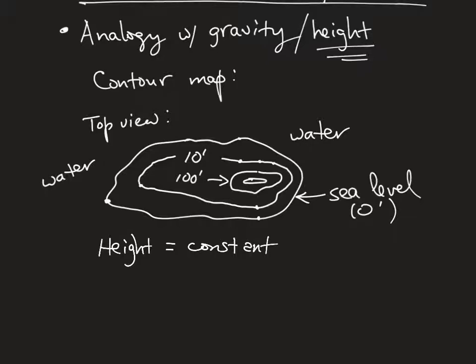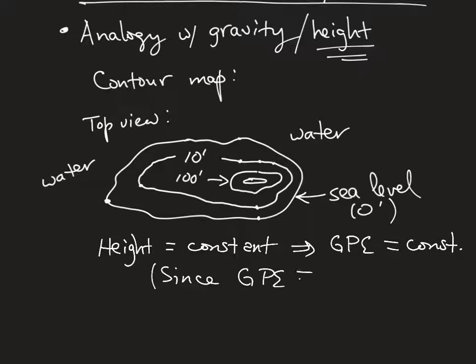then that means that the gravitational potential energy is constant, right? Because hopefully you remember, gravitational potential energy is given by the mass of the thing times little g times the height relative to some reference point like sea level.